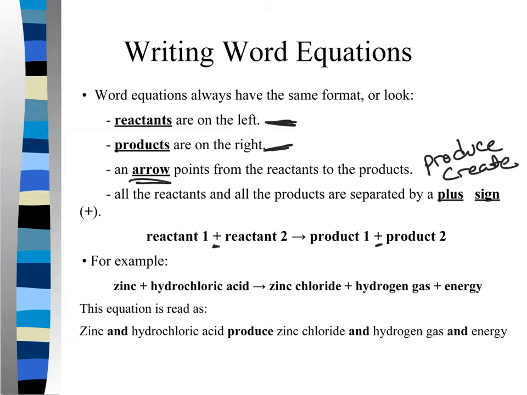When you're writing and reading, you may also see the plus sign identified as an "and". For example, down here we have zinc, plus sign or and, hydrochloric acid, arrow. The arrow points from reactants to products, and it produces zinc chloride and hydrogen gas and energy. So if we go to reading it, the equation is read as zinc and hydrochloric acid produce zinc chloride and hydrogen gas and energy.